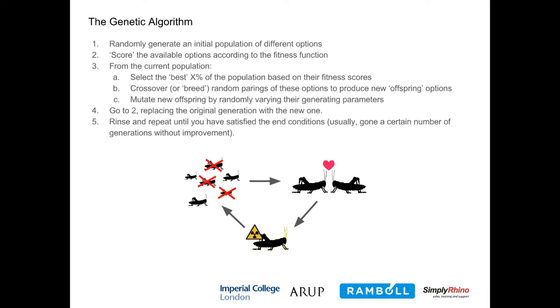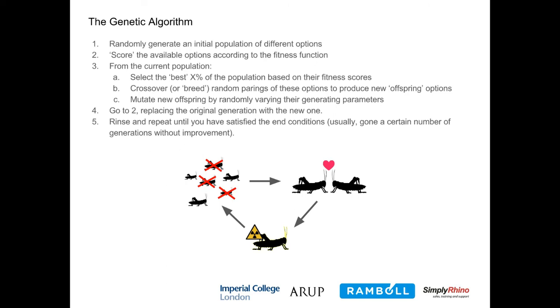And then it mutates them. Based on a percentage chance, it will take those values and tweak them slightly, so they won't necessarily be exactly what you might expect from a straightforward merging of those two answers. It will put in a little bit of randomness as well, just so there's some variation still going on. And then essentially it repeats that process.